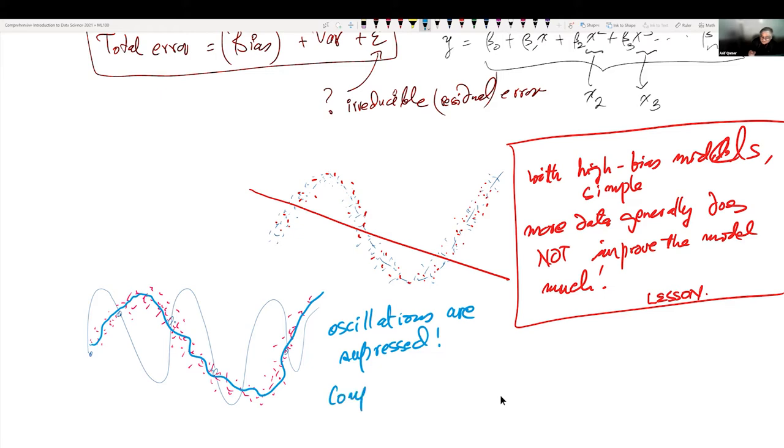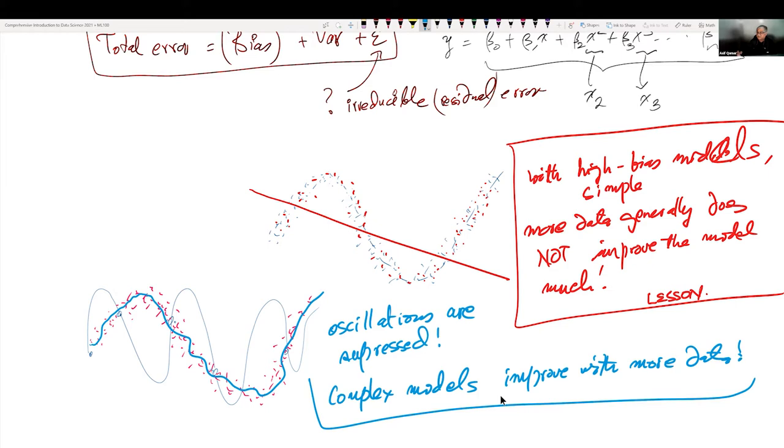Complex models improve with more data. Right? Generally, I mean, unless your model is totally screwed up. And so we can just put as a cautionary word, may improve with more data. If you have a complex but thoroughly useless model, a thoroughly useless hypothesis, then it won't go anywhere, right? So do we see this, guys?